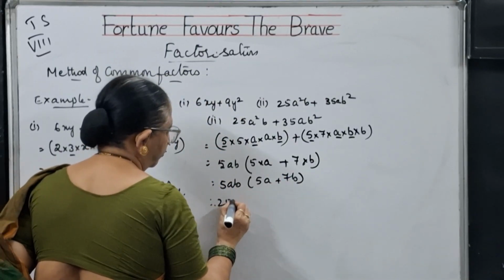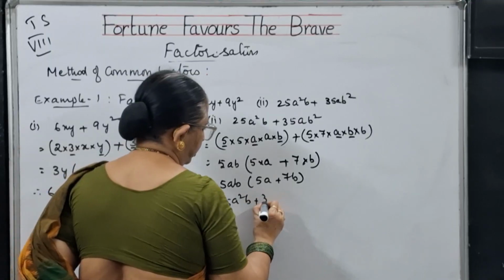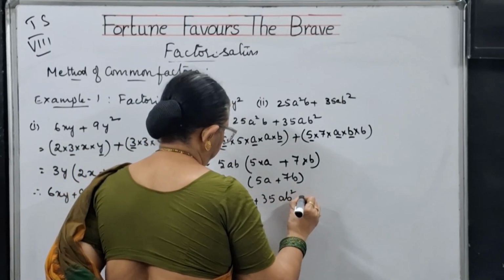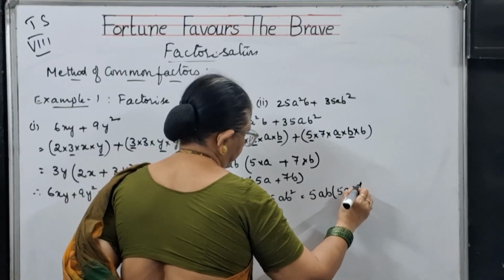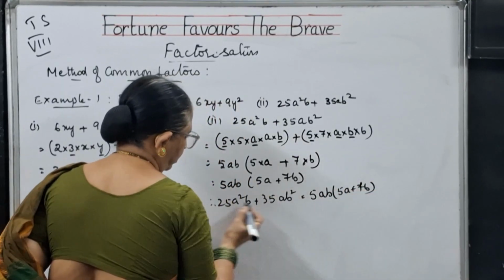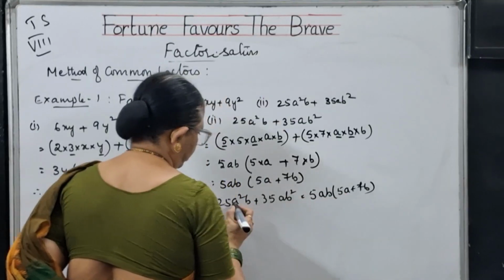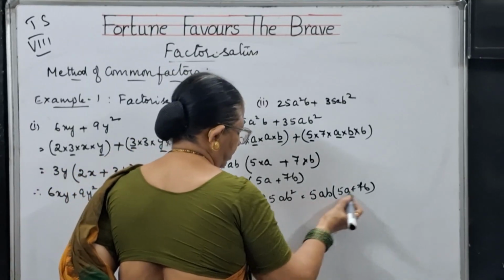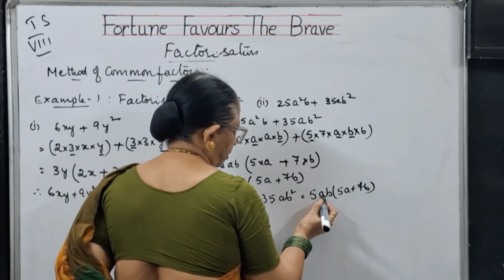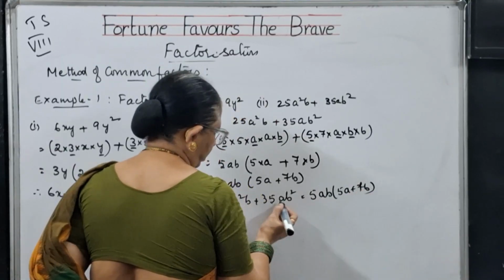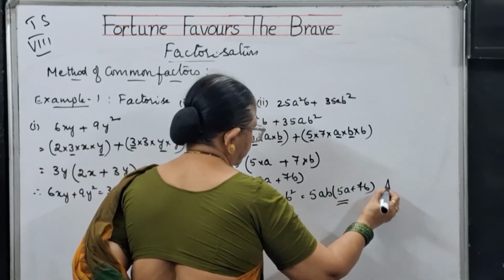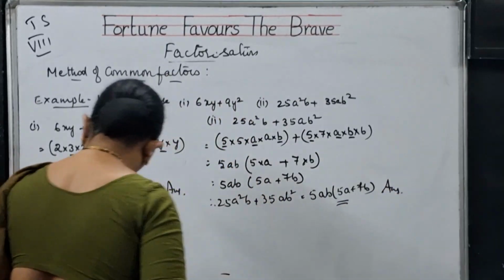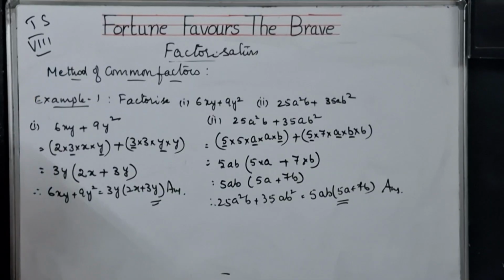Therefore, 25a square b plus 35ab square is equal to 5ab into 5a plus 7b. So 5 5s are 25, a into a square b, plus 5 7s are 35, a into a, there is no a, so I wrote a here, b into b square. So our answer is right. Please note it down, children. These are the factorizations. Very important, children. Don't forget it.